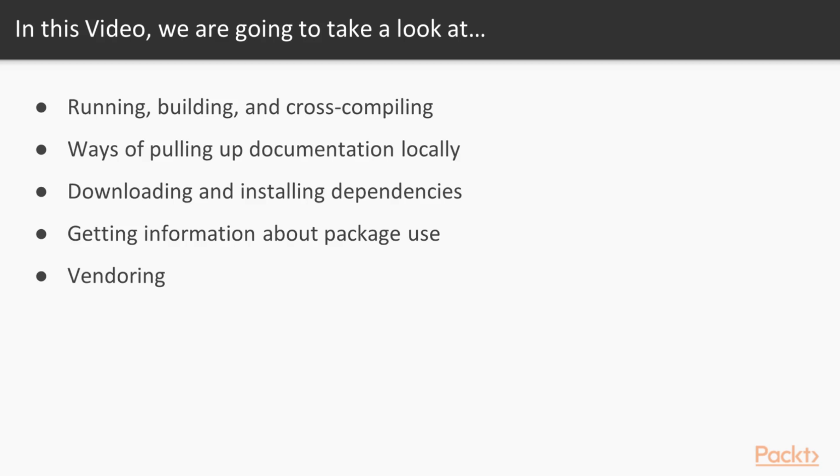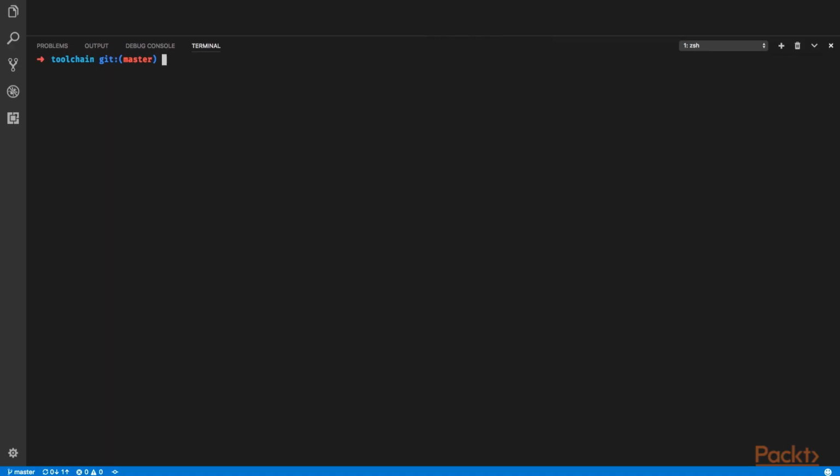We'll look at ways of pulling up package documentation locally without the need to navigate to the online documentation site. We'll talk about dependencies and take a look at where they are downloaded and installed on our system. We'll also see how to interrogate our source code to understand the dependencies that are in use. Lastly, we'll see how vendoring keeps our programs from breaking when there are changes to packages that we depend on. Let's get started.